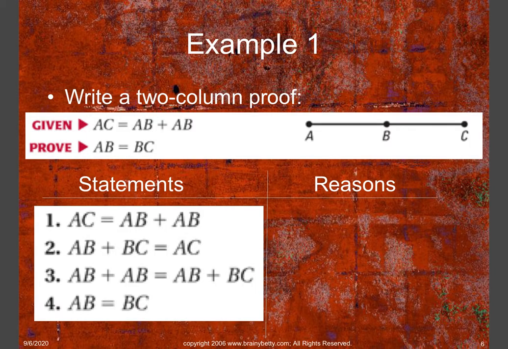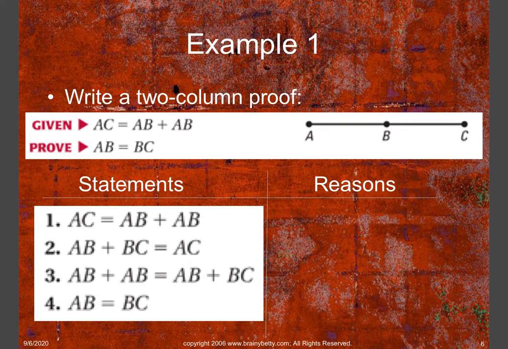All right, so here's what an example could look like if you're given the left side. It says, write the two-column proof. Given AC equals AB plus BC. Oh, no, that's right, sorry. That's given. The actual picture is the other one. AC equals AB plus AB, and AB equals BC, okay?